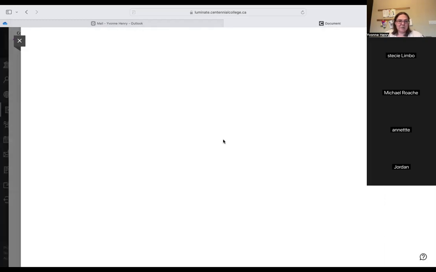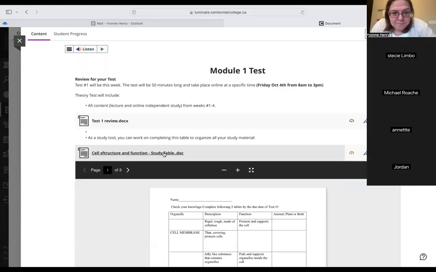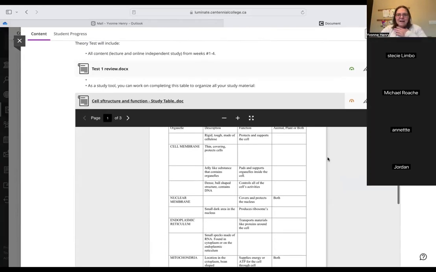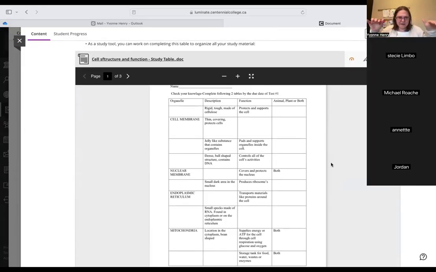Now, I did not prepare that study sheet. That was prepared by a professor who taught the course before me. I did prepare this study table. Again, my learning style is very visual, so I remember things in locations and comparisons.